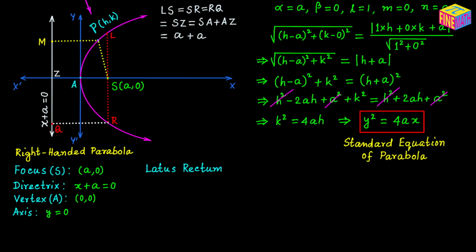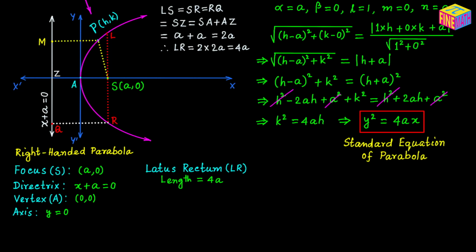And since we are calculating just the length, we are not going to worry about the signs here. So we can say LS will be equal to a plus a, and that will be equal to 2 times a. So if LS is 2 times a, SR will also be 2 times a. Therefore, what would be the total length of LR? Well, that will be 2 times 2a, and that will be equal to 4 times a. So this is the length of the latus rectum for this particular standard parabola.